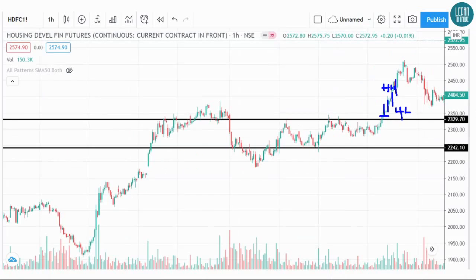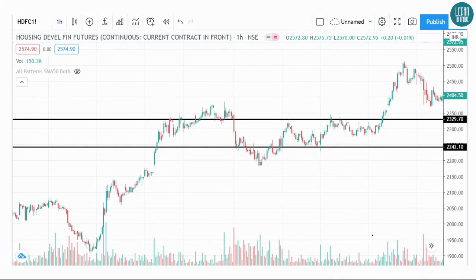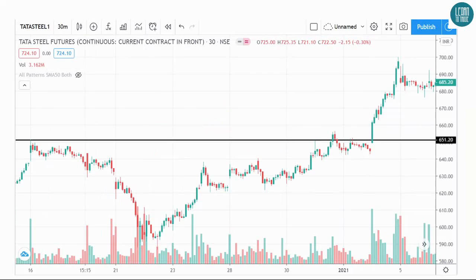Everything is in our favor and volumes are also increasing. Everything is in favor of the trend, that is bullish, or I can say an uptrend. So very important, don't miss to check the trend. Let's look at one more example.